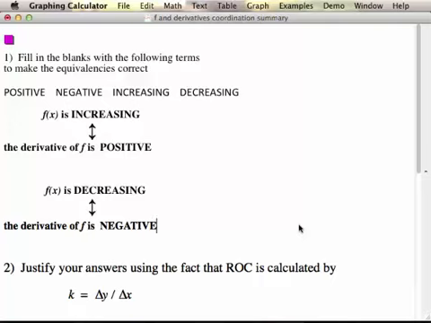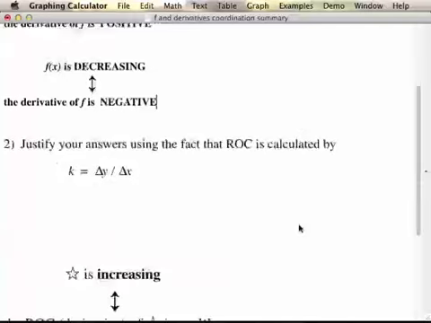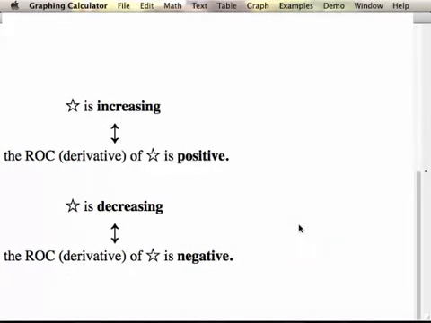Okay? So basically, if a function is increasing, the rate of change or derivative of that is positive, and if a function is decreasing, then the rate of change, the derivative of that, is negative. So that's true whether it's an accumulation function or a rate function. That's just because a rate function is just a new function. So it has a derivative, and it follows the same rule as the one we learned before.